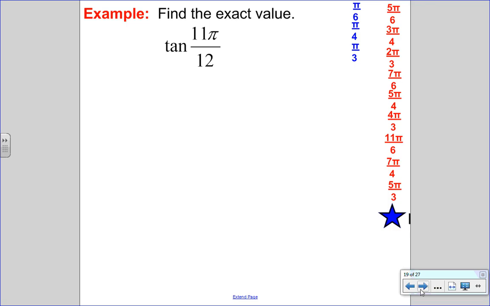Okay, let's try this one. Tan of 11 pi over 12. I have all my radians on the side, so I have to think about numbers that combine together to get 11 over 12. Doing this is a little bit more challenging because now I'm having to visualize adding fractions in my head. I know that it's probably going to be a denominator of 4 and a denominator of 3 because that combines to be 12, and I can try a bunch of different combinations that work.